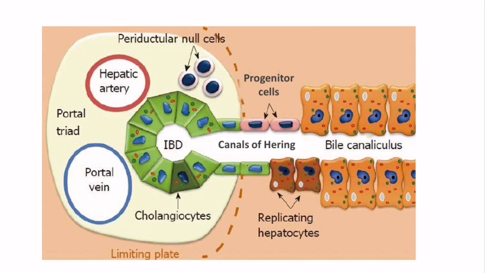So take note that in the region of the canals of Hering we find progenitor cells. These progenitor cells will act to replace the worn out hepatocytes. Remember, we said that hepatocytes have the ability of regeneration. So this is the function of these progenitor cells.